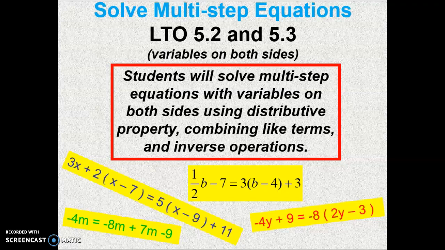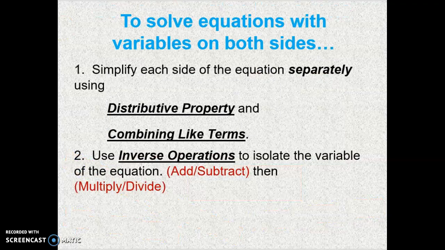Today we're going to be talking about Learning Target 5.2 and Learning Target 5.3. We're going to be looking at multi-step equations which have variables on both sides. We're also going to be looking at how you determine if an equation has no solution, one solution, or infinitely many solutions. To begin, let's take a look at the steps that we're going to be using for solving equations with variables on both sides.